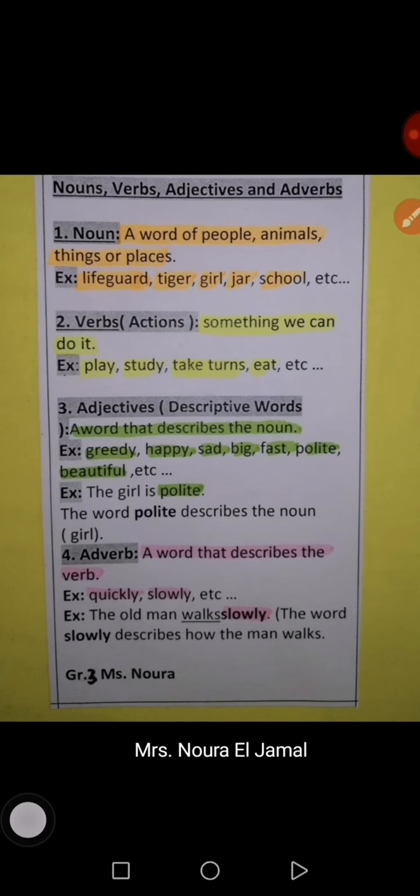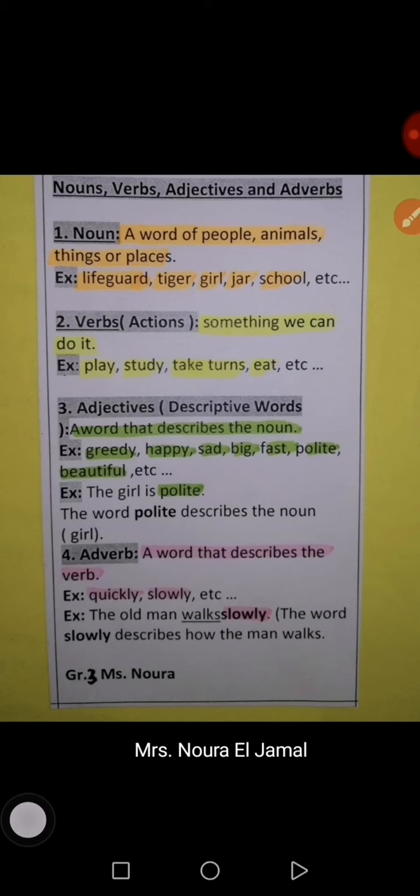And before we know the meaning of the words, let's have a look at the kinds of words: nouns, verbs, adjectives or adverbs. A word for people, animals, things or places is a noun, like lifeguard, tiger, girl, jar, or school. All of these words are called nouns, because all of these words are people, animals, things or places.